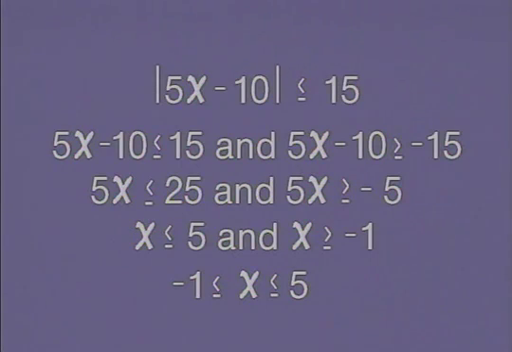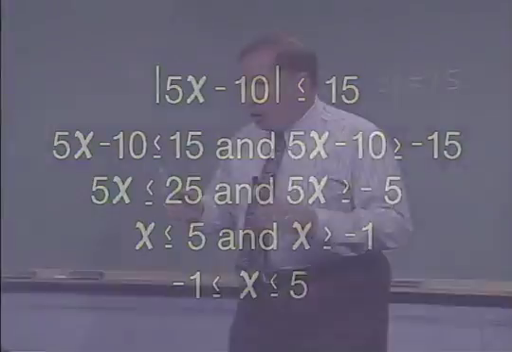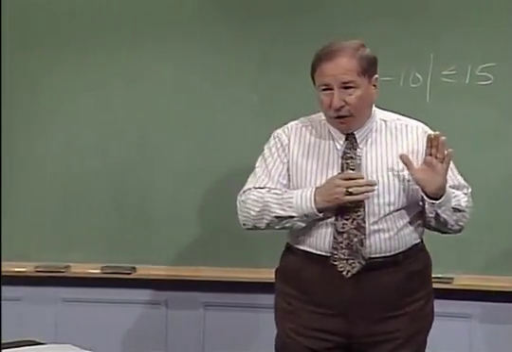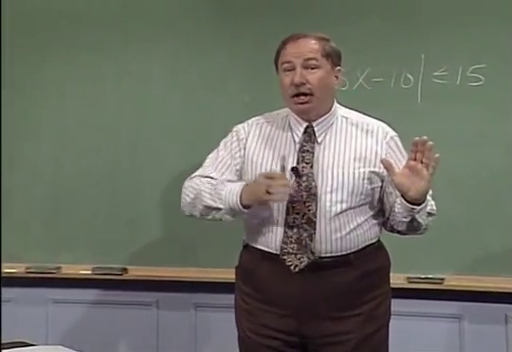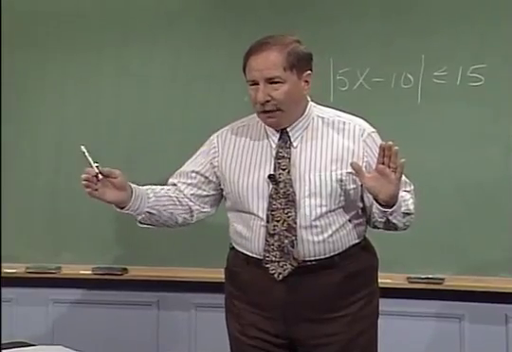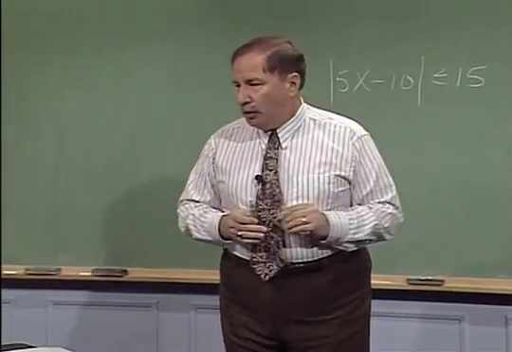And again, the negative 1 and 5 are included because of the less than or equals in the original problem. What do we have? We have our solution. Negative 1 is less than or equal to x, which is less than or equal to 5. Remember what I said. When you read one of these from left to right, it should flow. Negative 1 is less than or equal to 5. And x is between those two numbers.